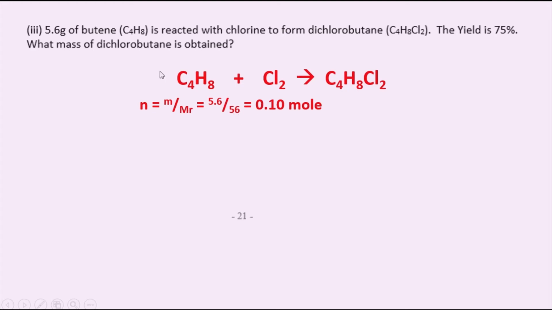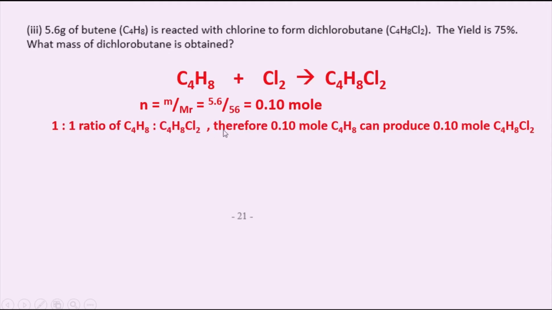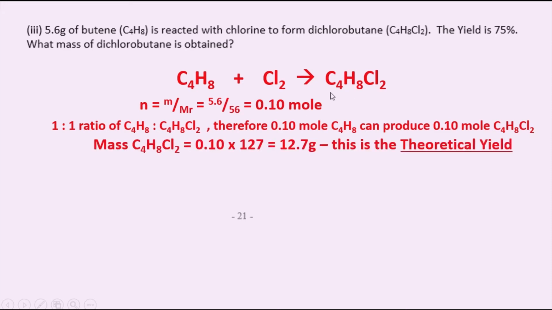We've got that number of moles, so 5.6 is our mass, divided by the Mr of C4H8, 48 and 8, would be 56. So we've got 0.1 mole. Again, we've got a 1-to-1 ratio, so therefore 0.1 mole of the dichlorobutane should have been obtained. And then to get the mass of that, multiply by 127, 4 times 12 plus 8 plus 35.5 times 2, 127. And then if you multiply that by the 0.1 moles, 12.7 grams. So theoretically, we could have got 12.7 grams.